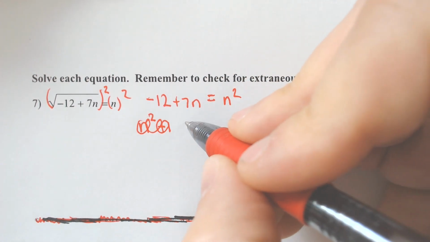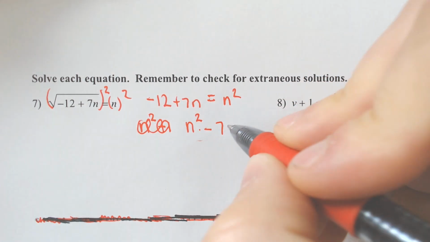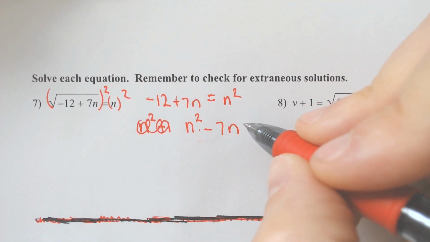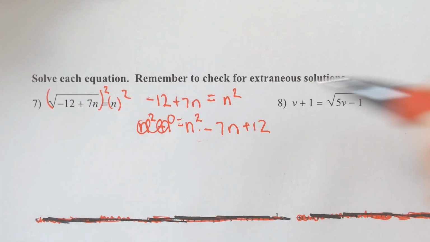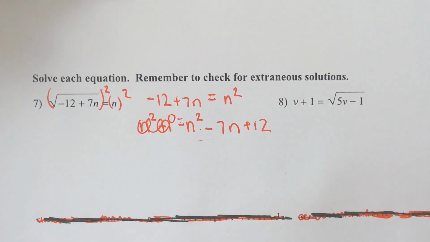I'm going to scratch that out. N squared minus 7n, we got to subtract the 7. We got to add the 12. Now it equals 0, so we can factor.